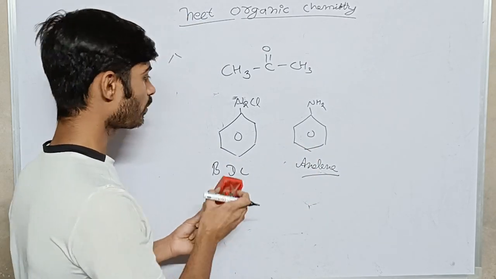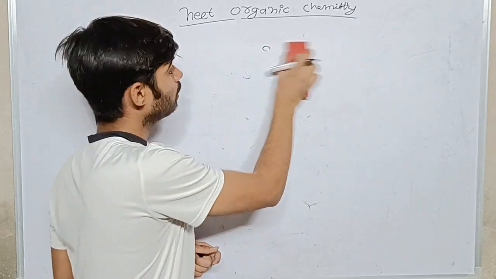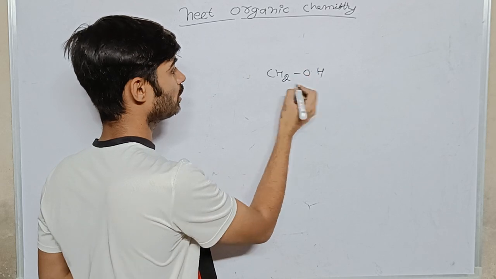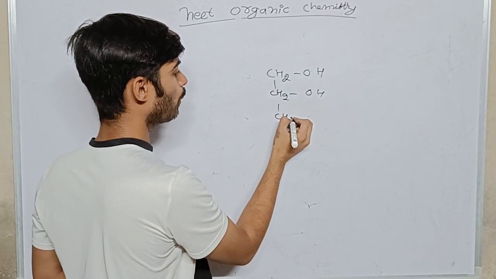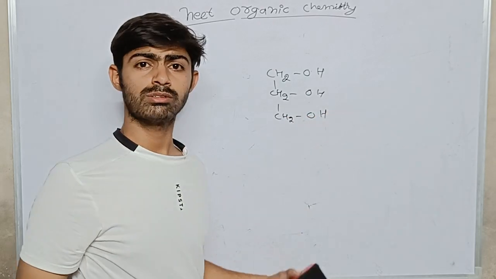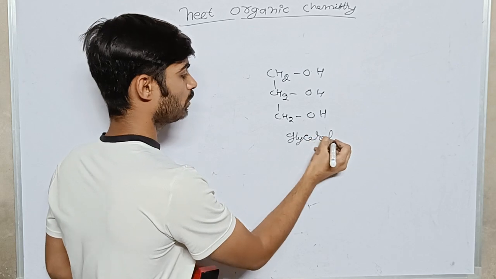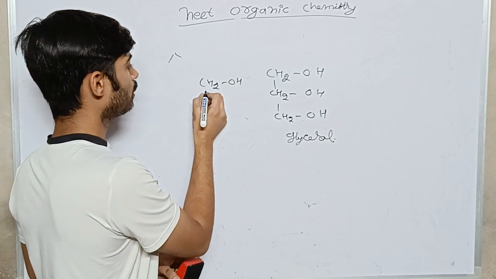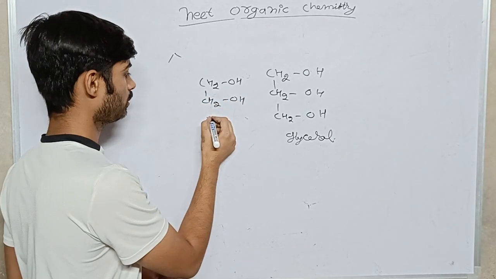Okay. Next one is glycerol. CH2OH, CH2OH, CH2OH. This becomes glycerol. Okay, and when it is CH2OH, CH2OH, this is glycol.